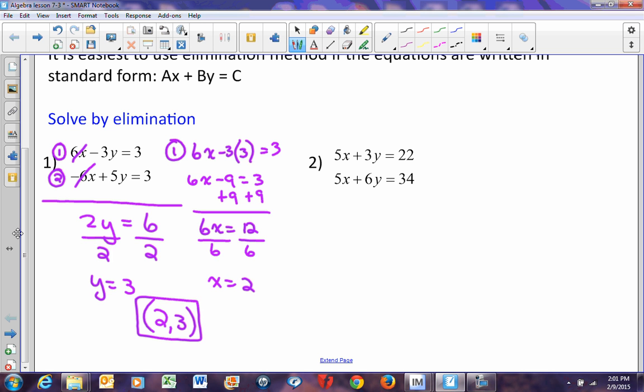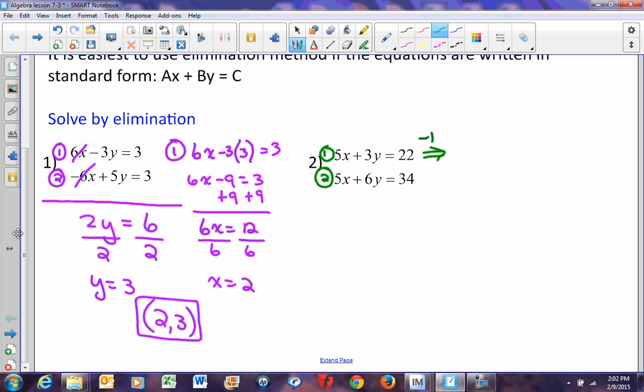In my second problem here, I still have two equations, equation 1 and equation 2, but if I added them together, nothing would get eliminated. I would have 10x plus 9y equals 56, which doesn't do me any good. However, since the x's are the same, 5x and 5x, they have the same coefficient, 5, it would be very simple to take one of those two equations and multiply it by a negative 1. And it doesn't matter which equation I do that to. I'll just do it to the top equation, and I like to do that by showing it like this.